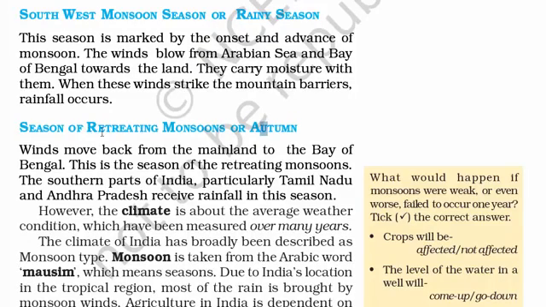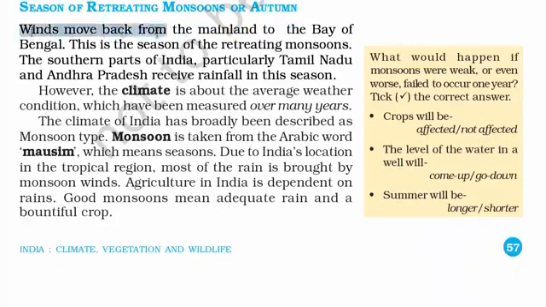Autumn is nothing but the going of monsoon, when monsoon leaves. So winds move back from the mainland to the Bay of Bengal. This is the season of retreating monsoon. The southern part of India, particularly Tamil Nadu and Andhra Pradesh, receive rainfall in this season. So these states are the only states which receive rainfall while going and the rest while coming.